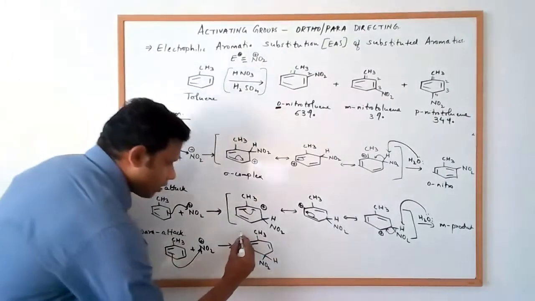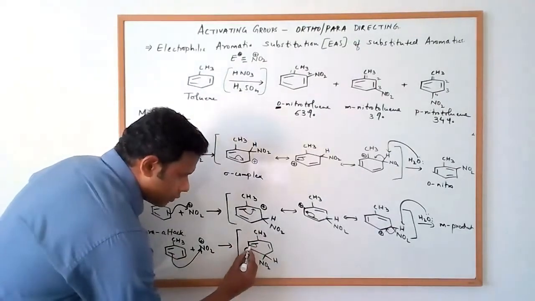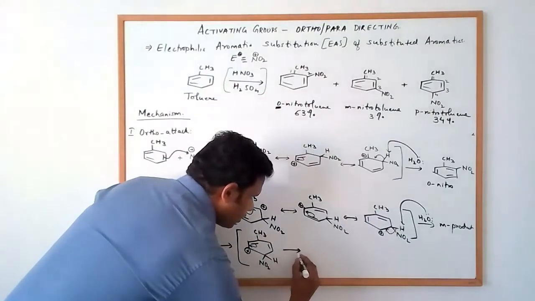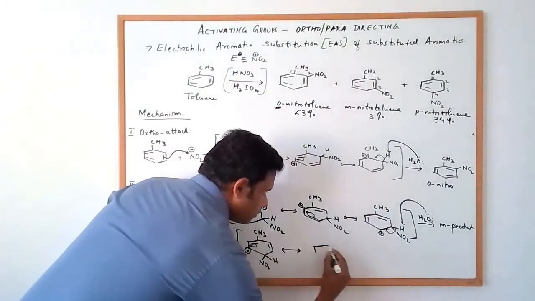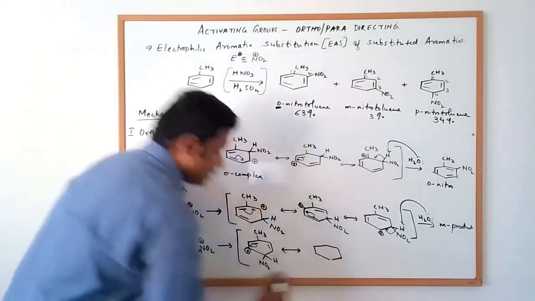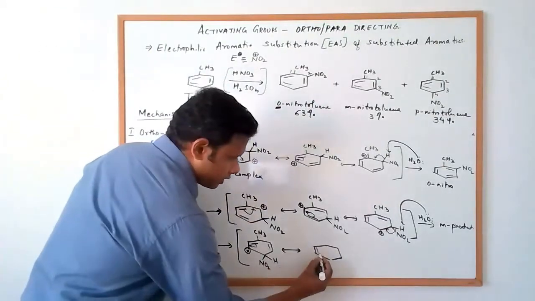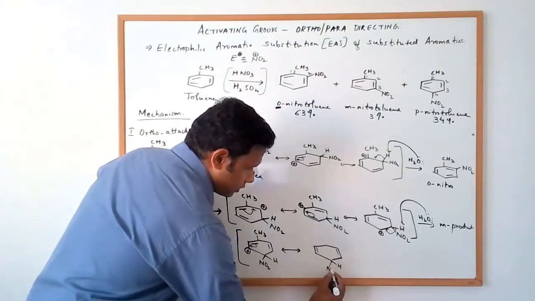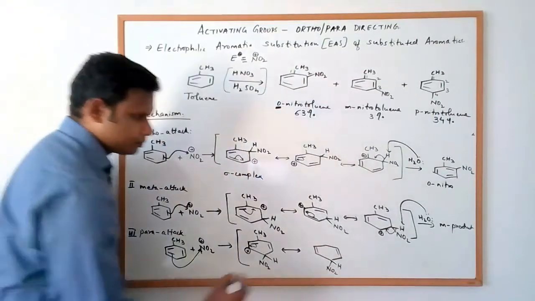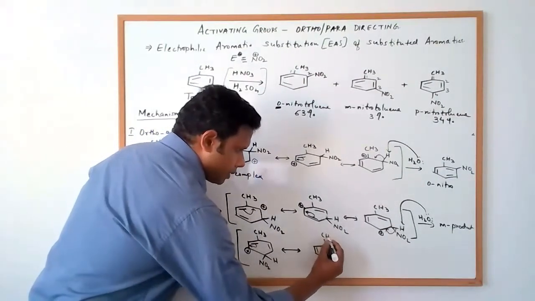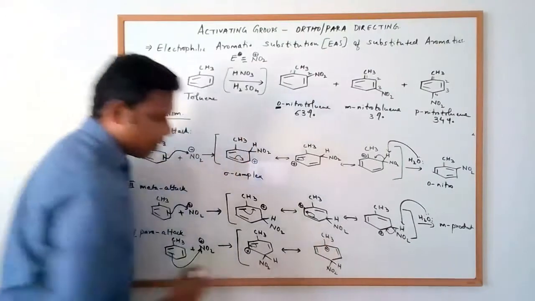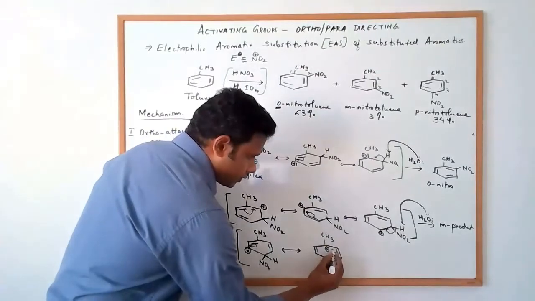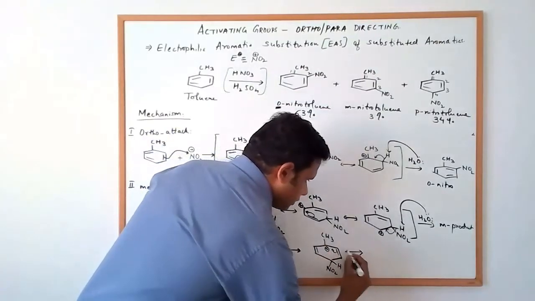And so that sigma complex is again resonance stabilized. So we can draw a few resonance forms for this sigma complex. We've got double bond here, H, NO2, methyl group, positive charge over there, and further resonance.